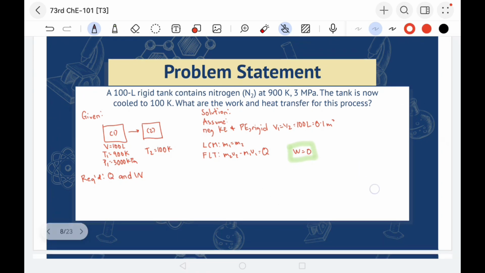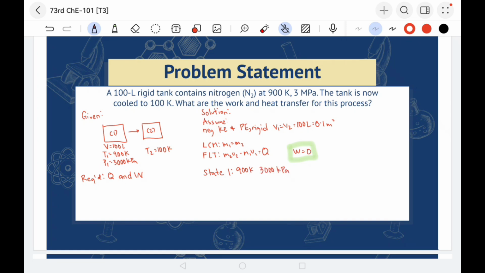Okay, so now we need M2, U2, M1, and U1. So let us first analyze state 1, which is at 900 Kelvin and 3000 kilopascals.